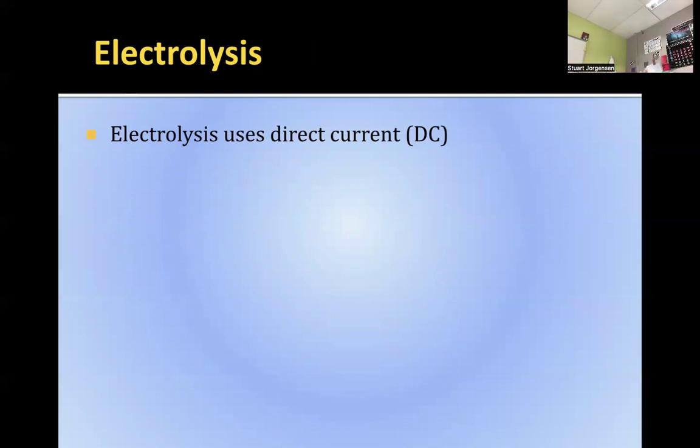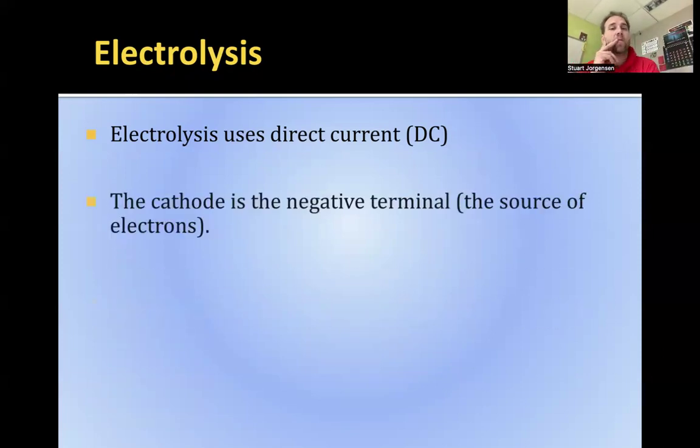Electrolysis does use a direct current. We're going to plug in, and we usually use a voltmeter or a power supply to actually change the amperage. We'll talk more about that in a second. Amps. We're just forcing the electrons to go where we want them to go.